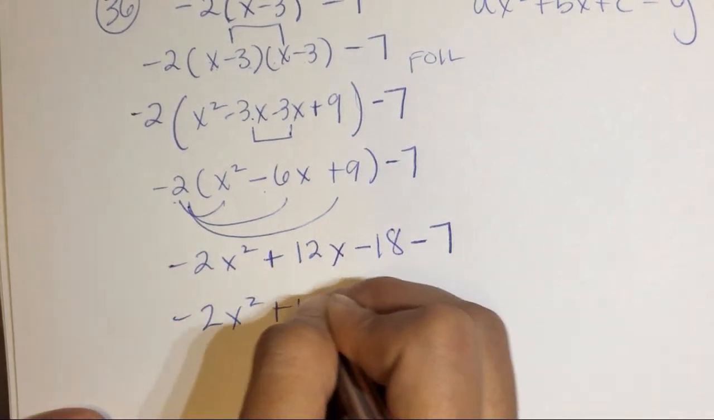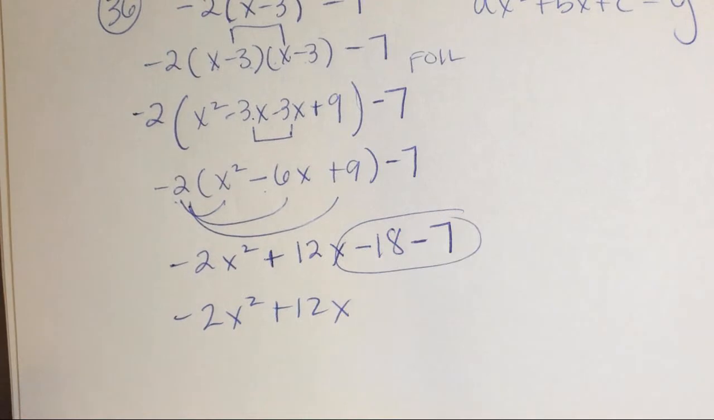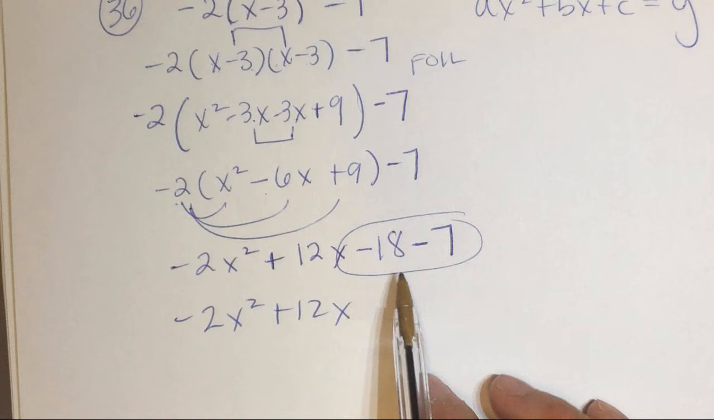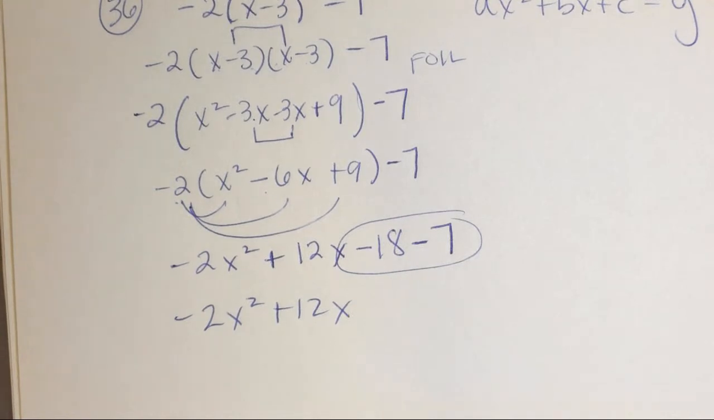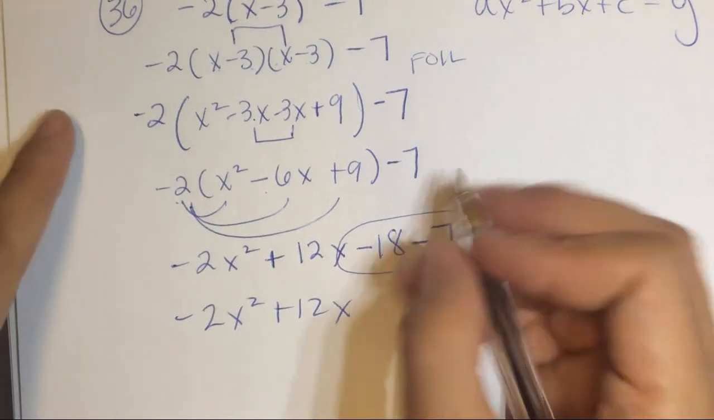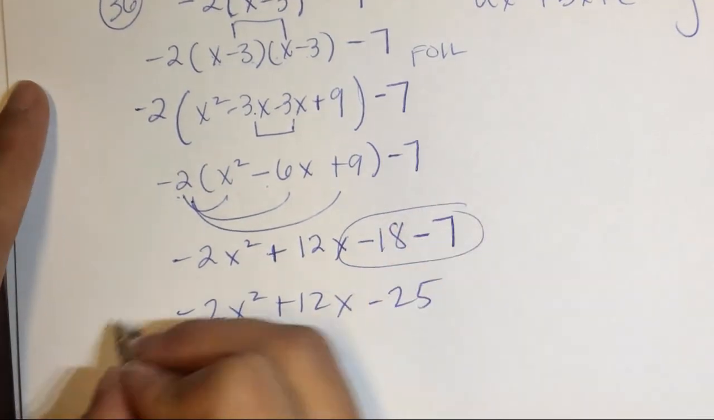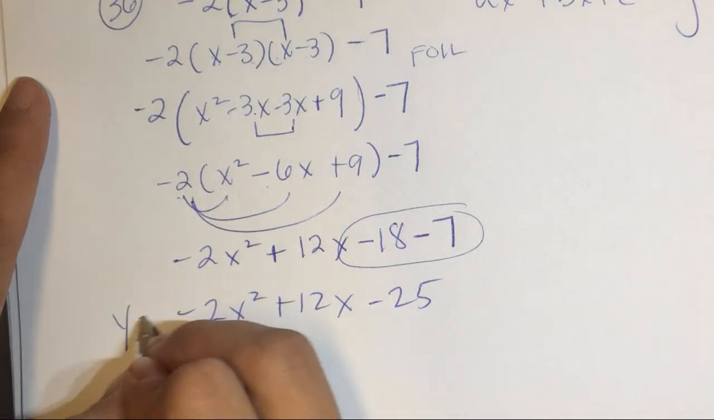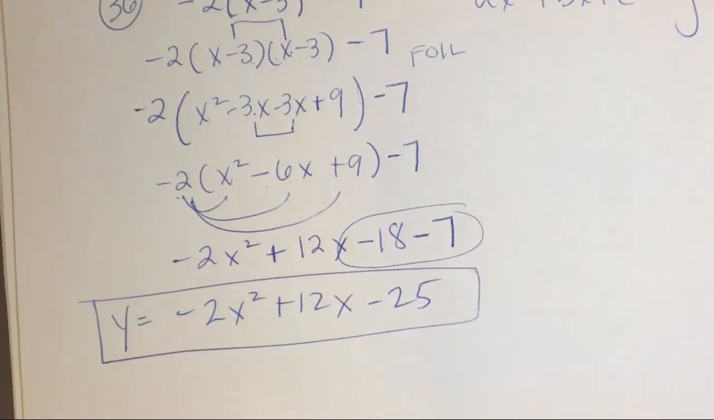Last step, I'm going to smush these guys. So negative 18 and negative 7 gives me negative 25. Stick my y on there. There's your answer.